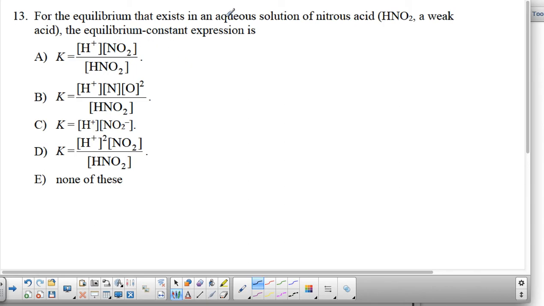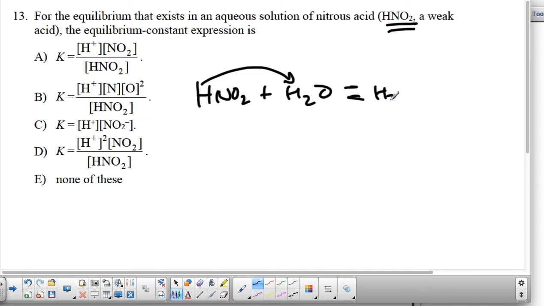13, equilibrium expression. Aqueous solution of nitrous acid is a weak acid. So we know acids lose H's. So I write it with water, transfer an H over. What do I get? H3O+ and NO2-. When I go to put in the equilibrium expression, I'm going to put products over reactants. I ignore water. So I'm going to get H3O+ times NO2-, and that's going to give me A. A would be the correct answer for that.